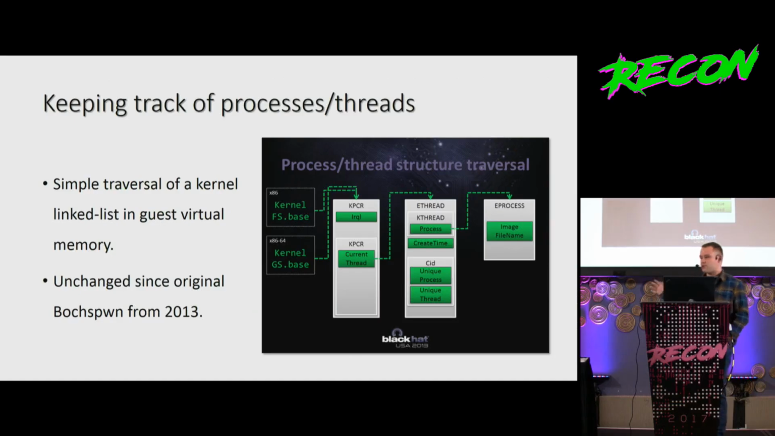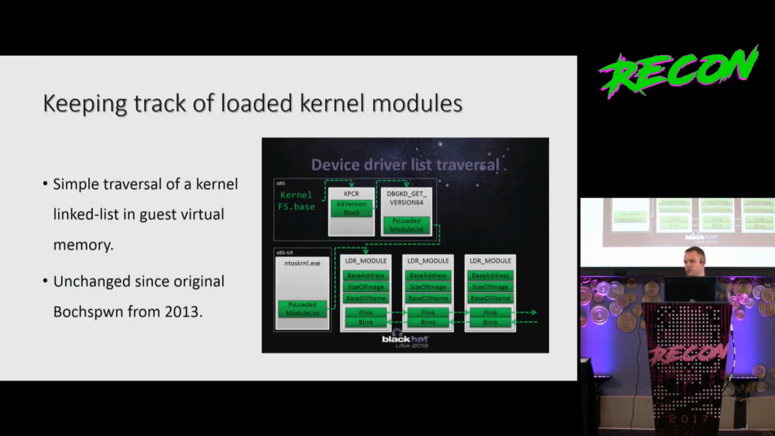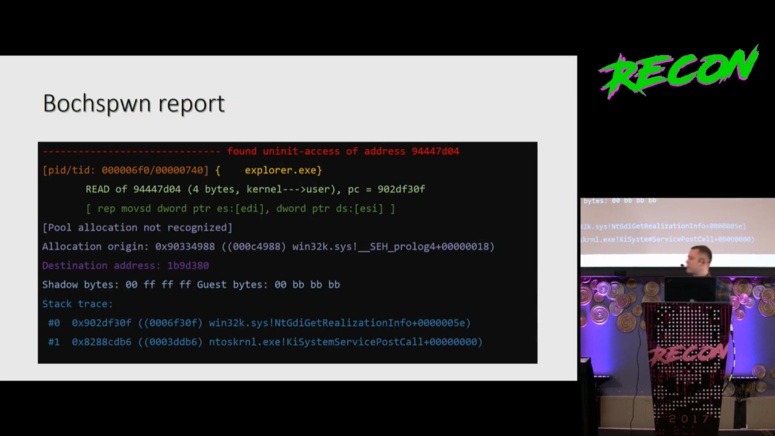Anyway, when it comes to some other implementation details, such as keeping track of processes and threads, this is basically just about traversing a kernel linked list, and it's the same as in the original Bochspwn research, so I will not talk about it today. You can look it up. And the same thing for keeping track of loaded kernel modules. It's pretty simple, technically. So here you can see an example of a Bochspwn Reloaded report.